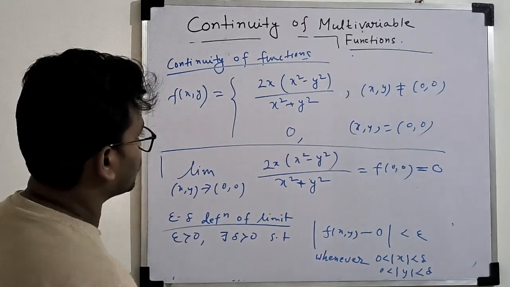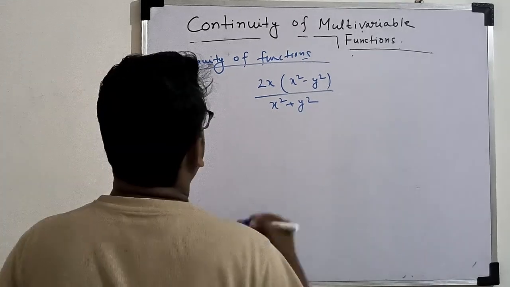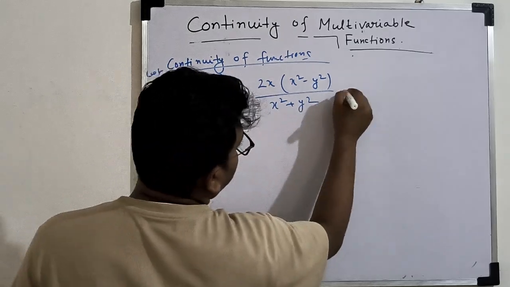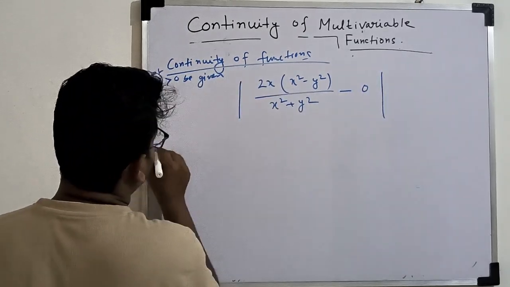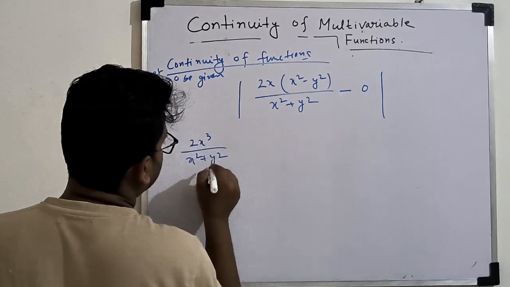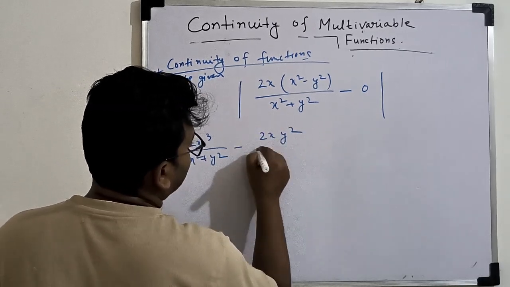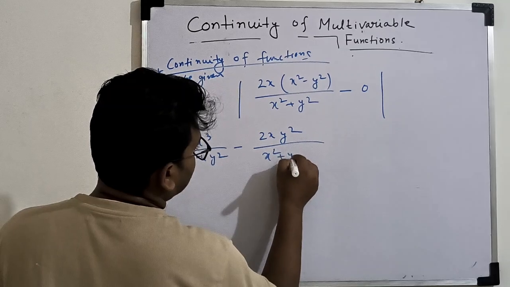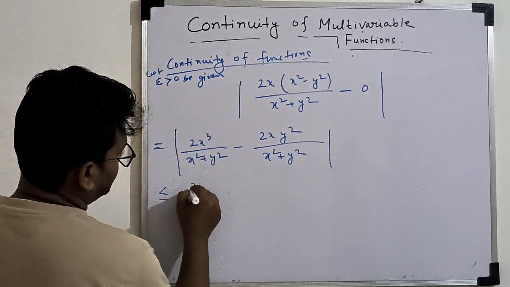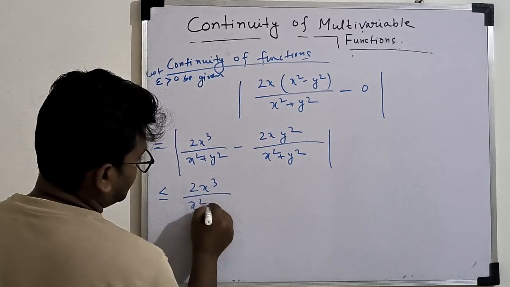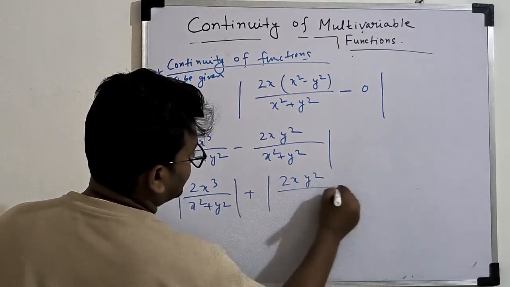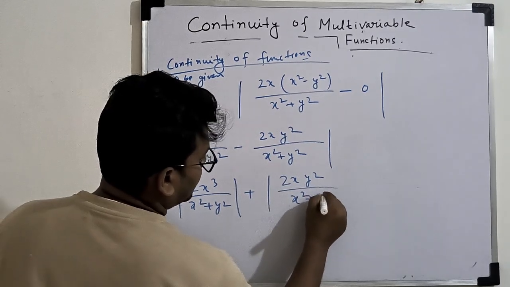So let us show. First, let epsilon greater than 0 be given, and then we find |2x³/(x²+y²) − 0|, which can be written as |2xy²/(x²+y²)|, and this is less than or equal to |2x³/(x²+y²)| + |2xy²/(x²+y²)|.